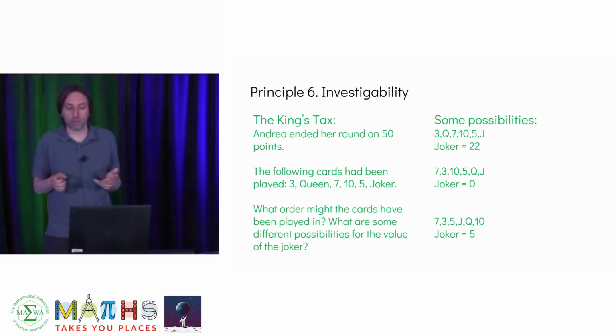So that's one possibility. Another possibility would be to leave the Joker to the end and play the Queen second to last. If we did that, 7 plus 3 is 10, 10 plus 10 is 20, 20 plus 5 is 25, double 25 is 50, so the Joker must be worth 0. I would say those are probably the two most straightforward solutions, because in that first solution, we haven't varied the order at all, and the Joker is basically whatever we need to make up to 50, it's the change.